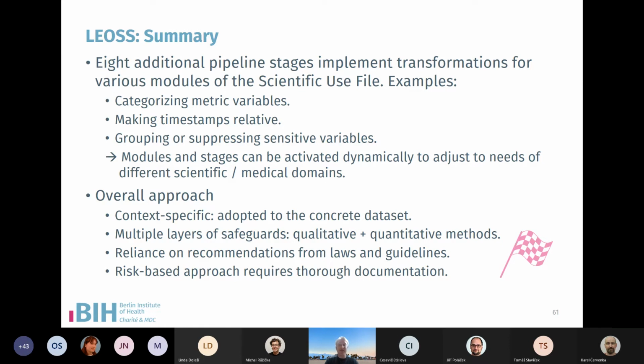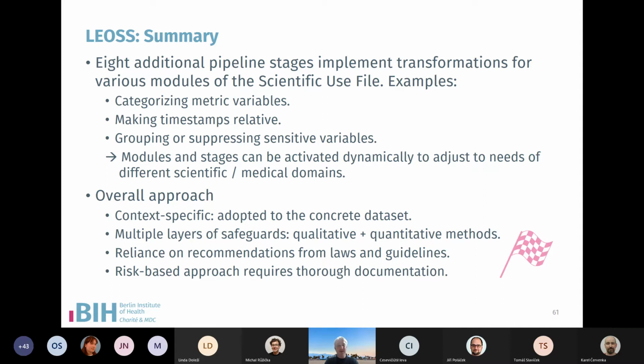Typically, you will need multiple layers of safeguards, so you could do qualitative in combination with quantitative anonymization processes. You might want to create secure and safe environments for making data accessible to others. And you, of course, should try to rely on recommendations from laws and guidelines. But at the same time, there is, unfortunately, at least in my experience, quite a lot of legal uncertainty involved in anonymization at the moment, at least in the European Union. And it's quite hard to come up with an approach where you can be pretty sure that it will be accepted, for example, by supervisory authorities.